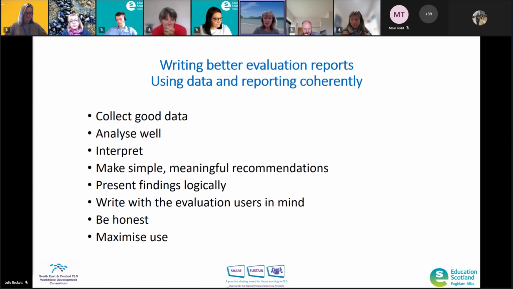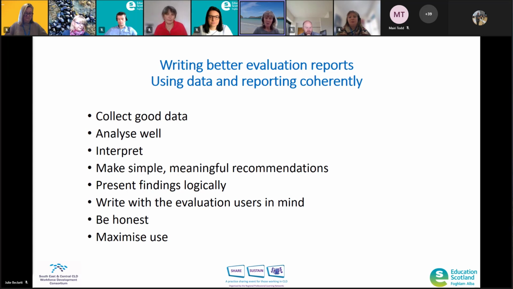And I know it sounds so obvious, but you do need to write with the evaluation users in mind. Write with relevance for them and know why you're writing. Provide what's needed for them to be able to make good decisions, and don't include what's not necessary. Write in plain English, short and to the point.